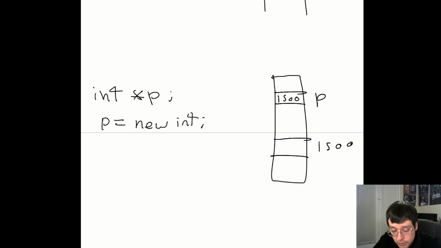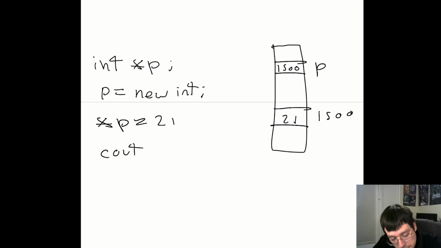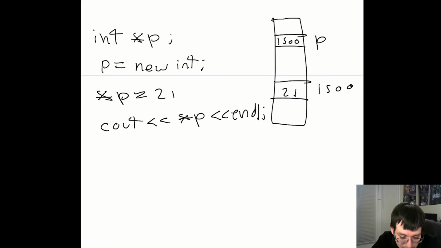Then you're like, this is so cool. Let me try to change what's in the dynamic variable that I just made. So you say something like P gets 21. P currently has address 1500. You dereference that address, which means you go to that address. So you go over here and you put 21 in there. You're like, oh, very cool. Let me cout it to confirm that it worked. You're like, my experiment has succeeded. I have been able to print out 21. Great success.